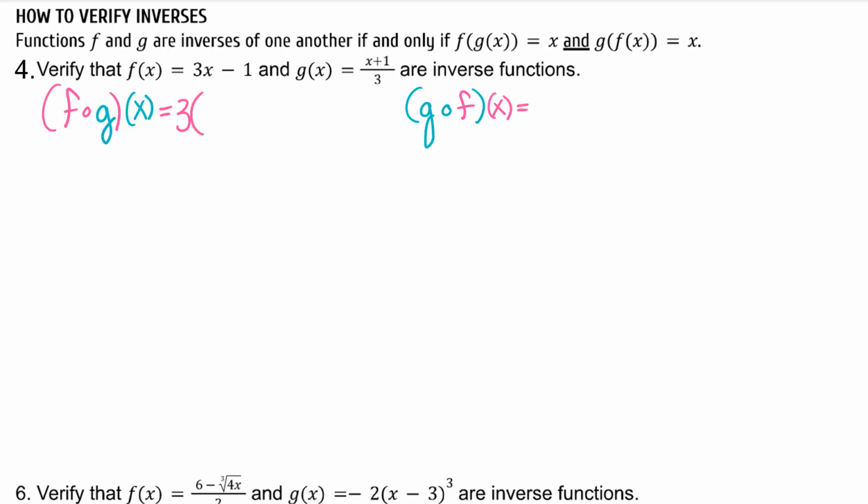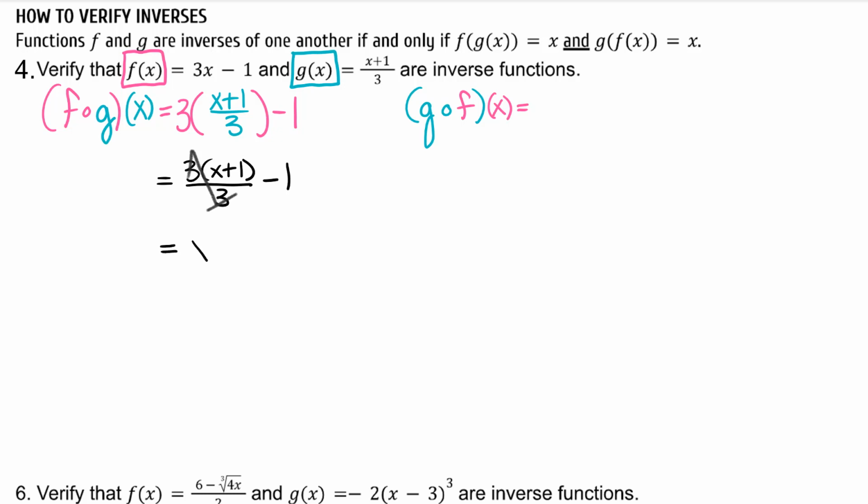Let's begin by plugging in the g function into x for the f function. Remember that 3 times a fraction could just be 3 over 1 times that fraction. Because we have a 3 factored in the numerator and a 3 in the denominator, then we can reduce, and this will simplify to be x.